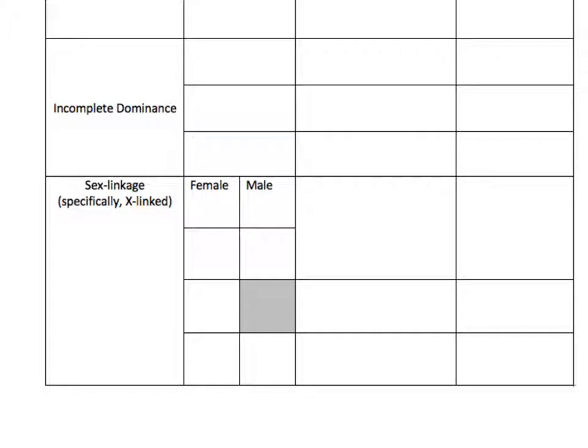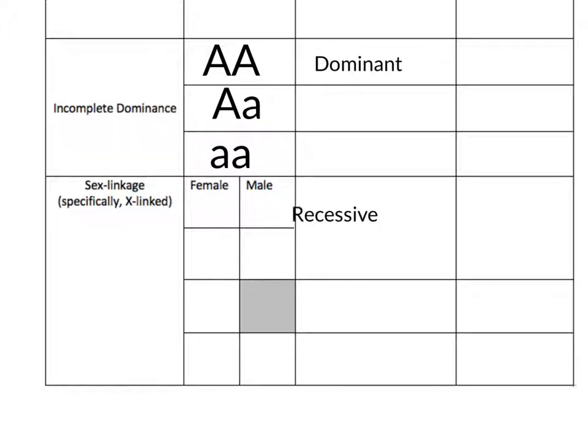The next inheritance pattern is incomplete dominance. In this case, neither allele is dominant over the other. So again, the 3 genotypes we could have are homozygous dominant, heterozygous, and homozygous recessive. The homozygous dominant shows the dominant phenotype. The homozygous recessive shows the recessive phenotype. But in this case, the heterozygote, instead of showing both alleles, shows an intermediate or mix between the 2.